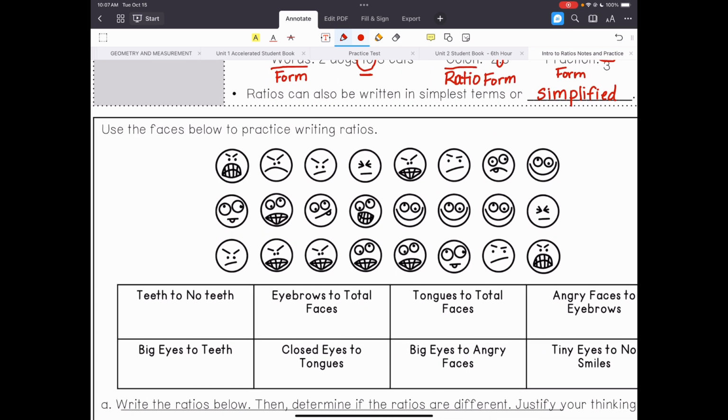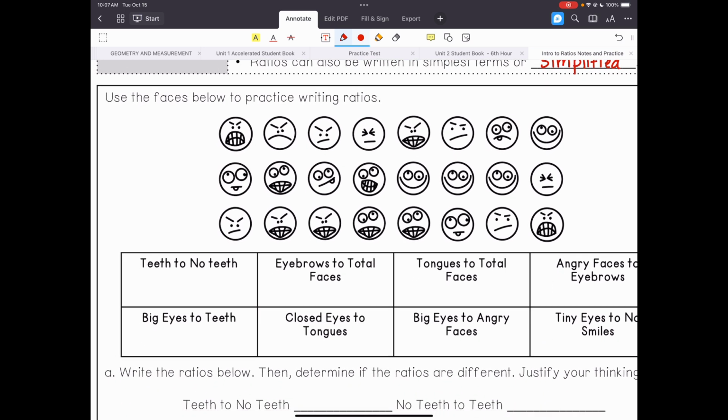So use the faces below to practice writing ratios. I'm going to put little check marks next to them as I count them, because trying to keep track of all of these different faces can be kind of a challenge. But also remember that order matters. So when I compare teeth to no teeth, the first number that I write needs to be the teeth number, and then compared to no teeth. So I'm going to put the blank, colon, blank, so that I'm prepared as I count these.